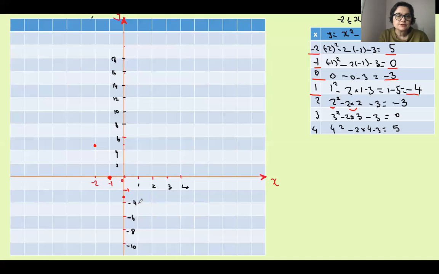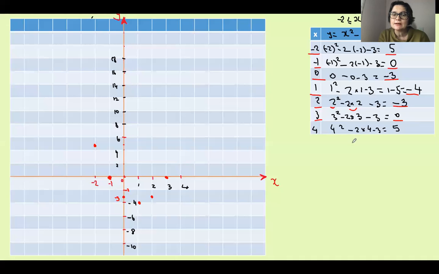1, -4, so it's going to be this point here. Next one, 2, -3. 2, -3 is right here. So x is 2, y is -3. Let me label the -3. And 3, 0. 3, 0 is this point here.